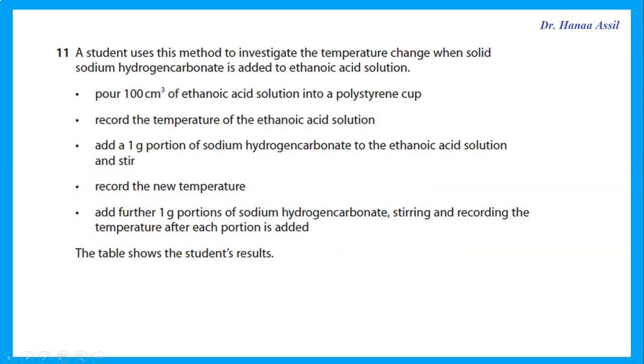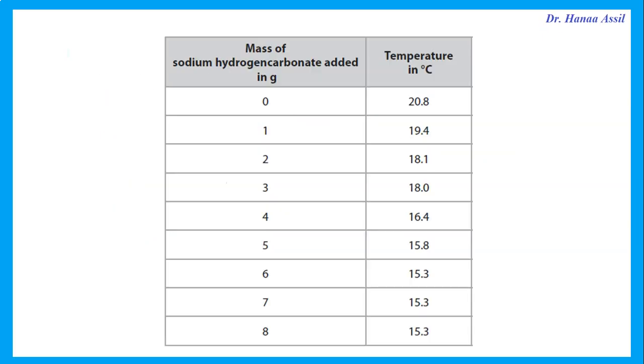Question 11 says the student uses this method to investigate the temperature change when solid sodium hydrogen carbonate is added to ethanoic acid. So they put 100 centimeter cubed of ethanoic acid into a polystyrene cup, record the temperature, add 1 gram sodium hydrogen carbonate and stir, record the new temperature, and keep adding 1 gram portion, stirring, recording the temperature after each portion, and they got this table.